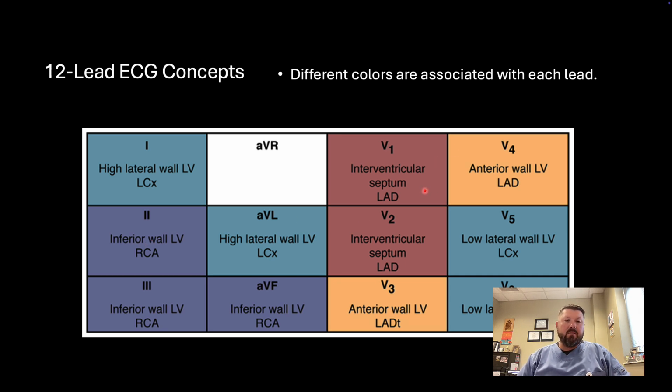V1 and V2, so they take a look at the interventricular septum. V1 is going to be the lead that's best used to identify and diagnose bundle branch blocks. V3, V4, they're anterior, the anterior wall of the left ventricle, usually supplied by the LAD as well. V1 and V2 is supplied by the LAD. And then V5 and V6, usually, which are low lateral wall of the left ventricle, they're usually supplied by an extension of the left circumflex as well.